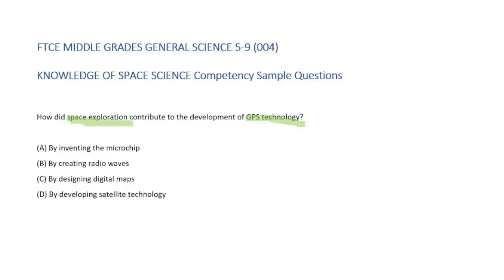The correct answer for this question is D, by developing satellite technology. Let's discuss why. The GPS, which is a global positioning system, relies on signals from the satellites to determine the exact location on Earth. While microchips and digital maps are components of GPS devices and radio waves are used in signal transmission, none of these technologies were developed specifically for space exploration. Therefore, D is the only correct answer.